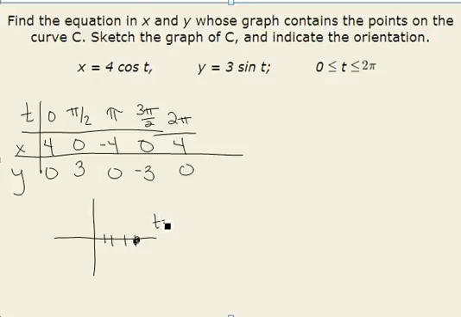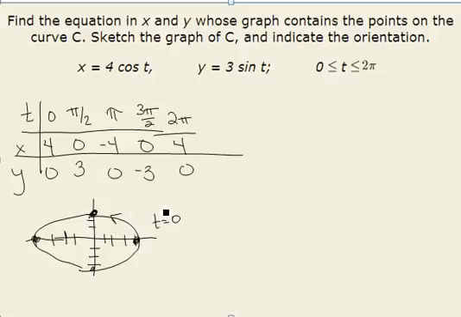If we sketch this graph to look at the orientation, we start off at the point (4, 0). That's when t is equal to 0. Then we go to the point (0, 3), over to the point (-4, 0), then down to the point (0, -3). Our equation is an ellipse that has a horizontal major axis and an orientation in the counterclockwise direction.